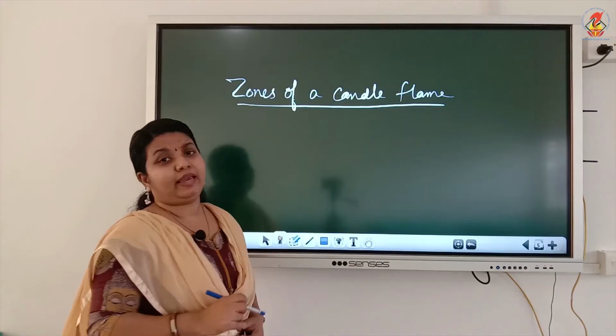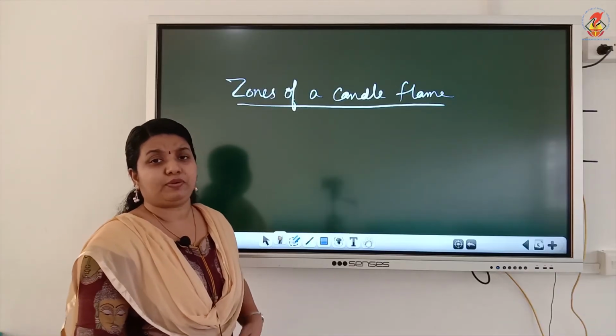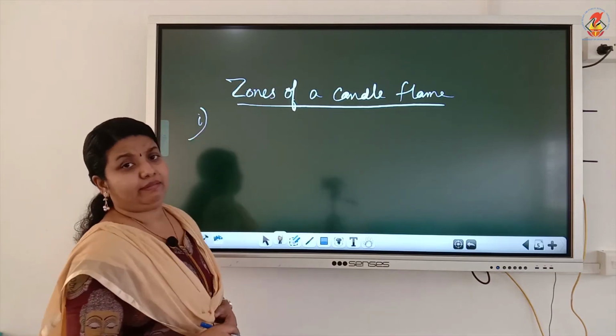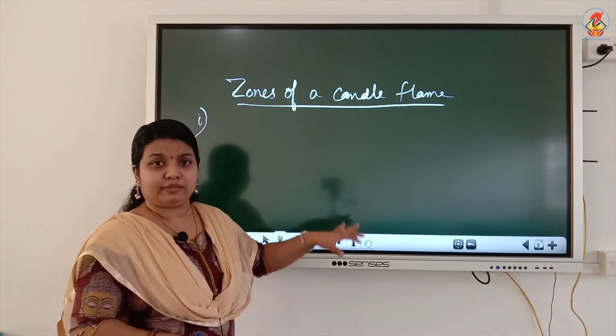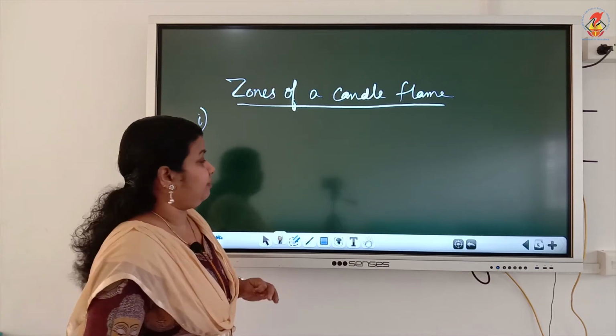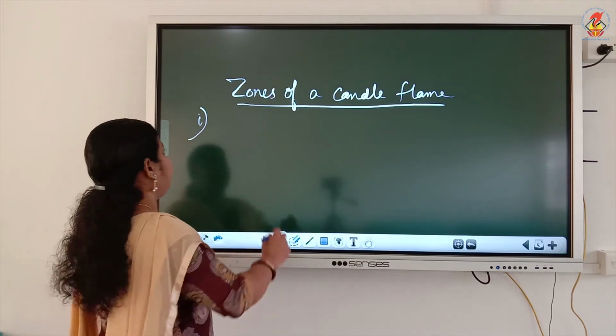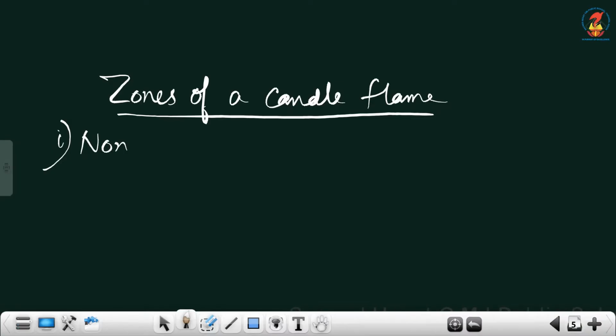Zones of a candle flame. We have to discuss the different zones of a candle flame. Depending upon the air that it receives, there are 3 zones in a candle flame. The first zone is the non-luminous zone, or the outer zone.